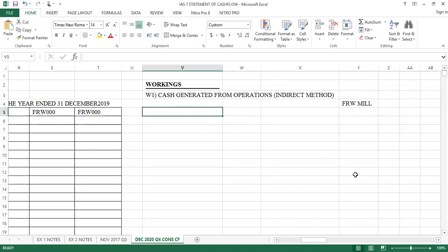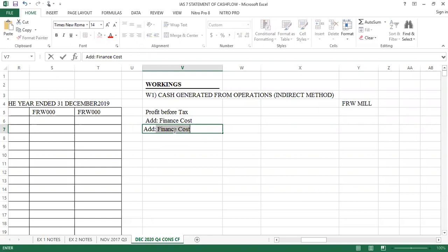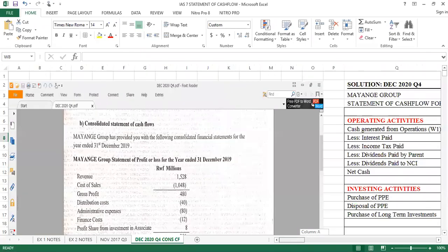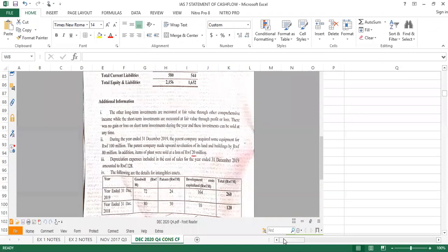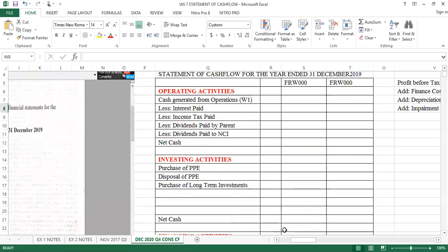So let's start with this. What do we start with? Profit before tax. And then, of course, you know other items that you account for even before. You add back what? Add back finance costs. You add back depreciation, and also you add back any impairment of intangible assets, in this case, impairment of intangible assets. And our intangible assets were, what were they? Goodwill, patents, and development costs.